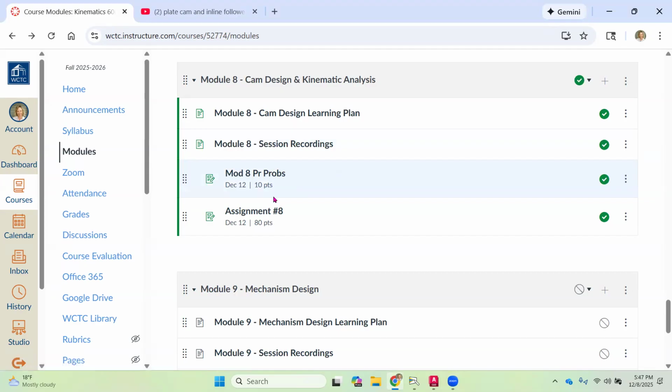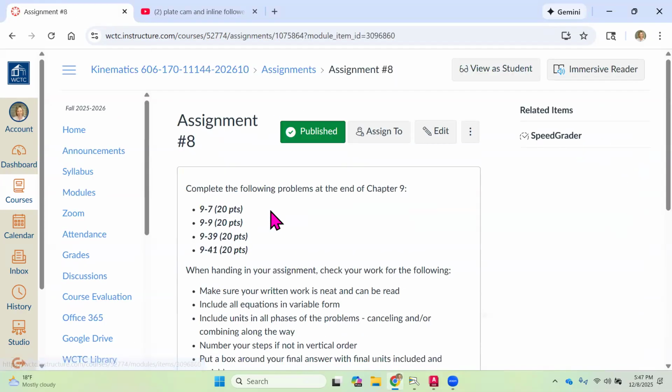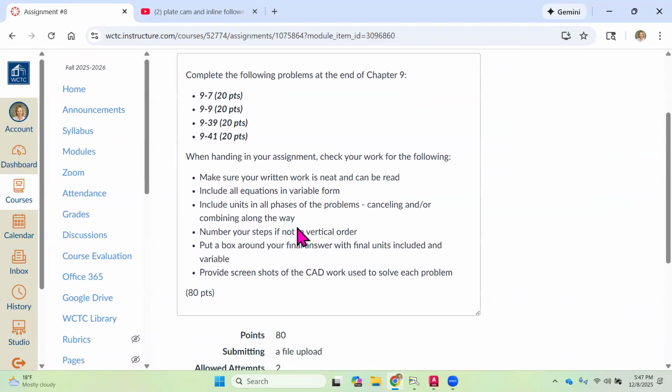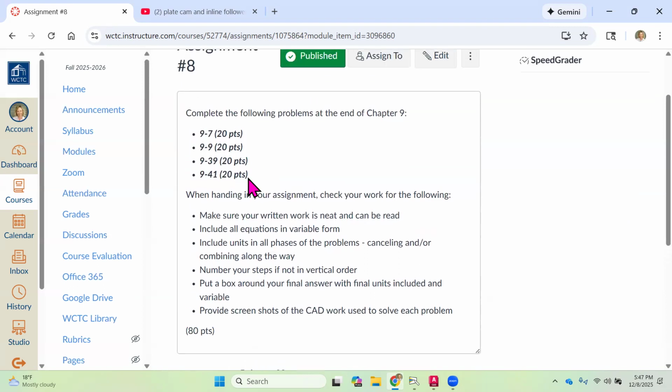Then you're going to notice assignment number 8. There are 4 problems in assignment number 8. Now, what I have done, oh, I didn't do it yet. Let's do it right now. So you'll notice that there are 4 problems, 20 points each. There are some calculations, but then there's also some CAD work, and it takes a little time to do them. So I didn't give you a ton of them.